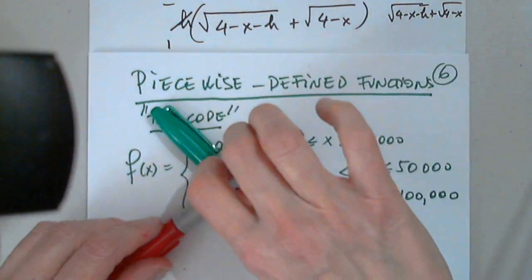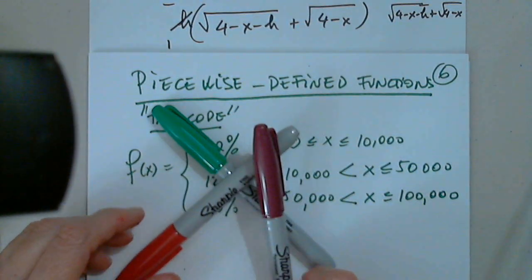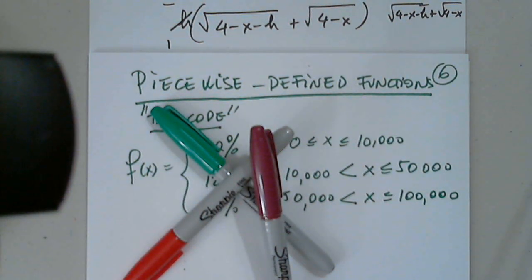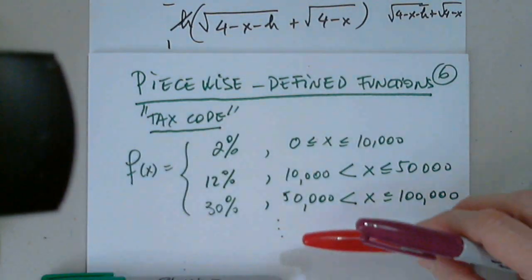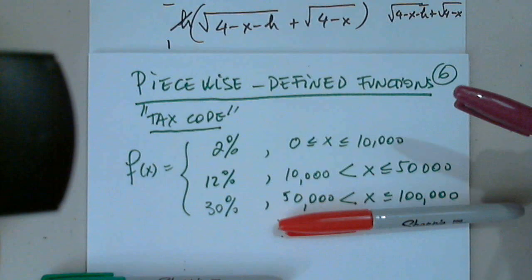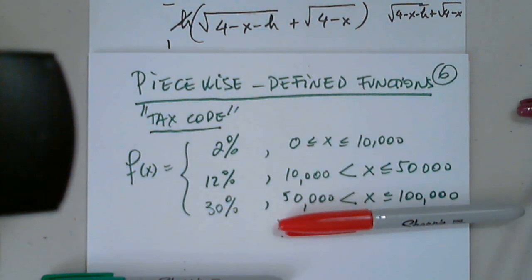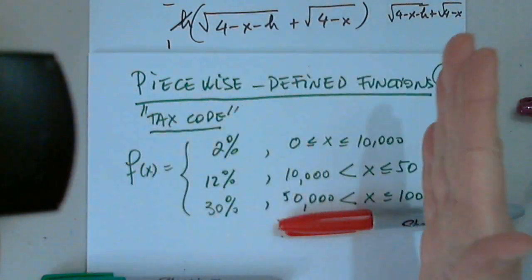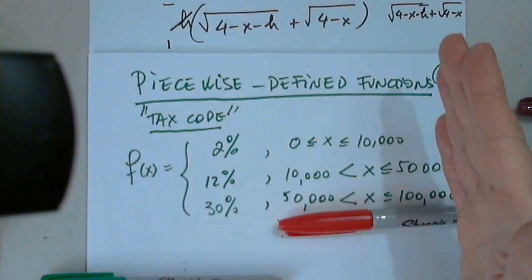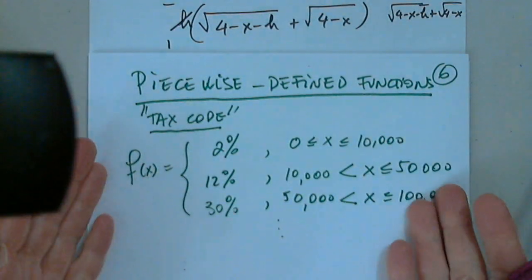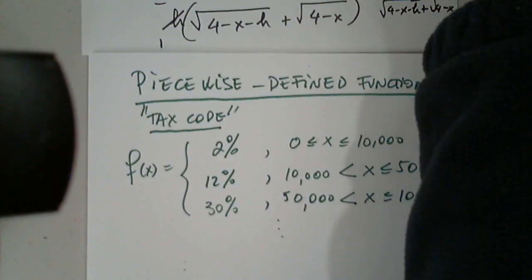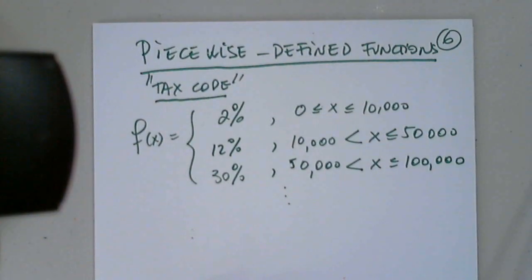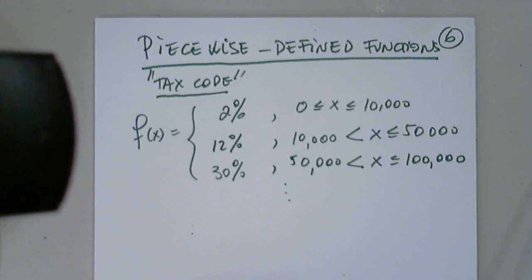They will not graph like this. That's not a function. I will graph the first piece at 2%, the next piece at 12%, and the next piece at 30%. They will not cross. Okay? So something like this we're going to discuss right now. There are many other examples of piecewise defined functions. So I would like us to choose a problem.